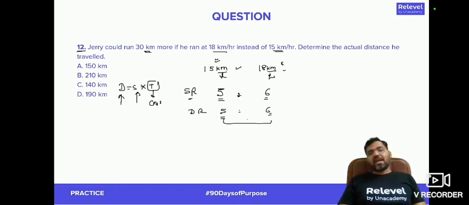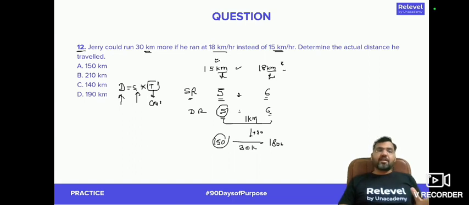Now this gap is 1 kilometer. I want this gap to be equal to 30 kilometer. So you can see that at a speed of 15, the person will be traveling 150 kilometer. At a speed of 18, the person will be traveling 180 kilometer, right? So the actual distance traveled, as you can see, at a speed of 15 would be 150 kilometer. A would be the correct answer to the question.